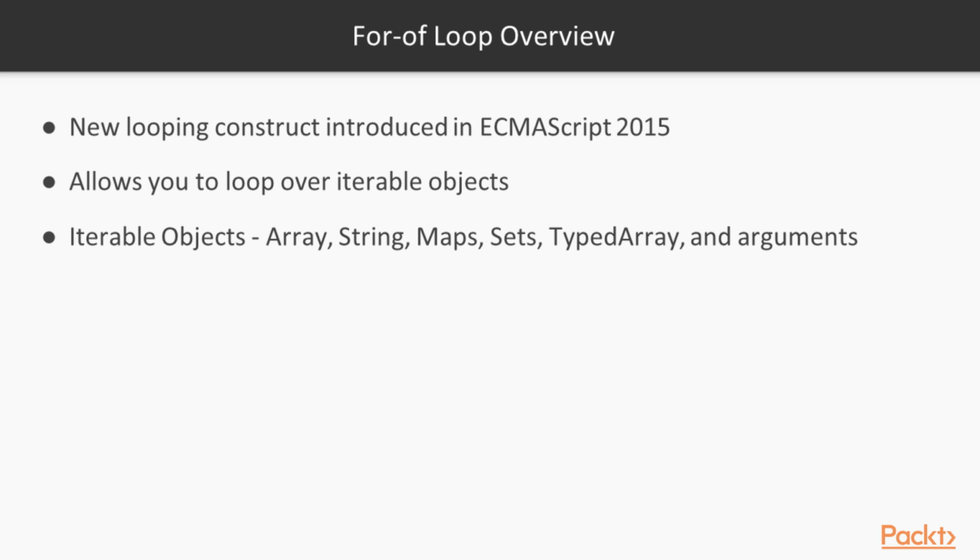Basically, the for...of loop is a new looping construct introduced in ECMAScript 2015. It allows you to loop over iterable objects. So that's the key here, iterable objects. We will take a look at iterable objects exclusively in upcoming videos. But for now, think of iterable objects such as array, string, map, set, and typed array. And arguments, the function arguments, is also an iterable object. So this is a quick overview of what exactly the for...of loop stands for.